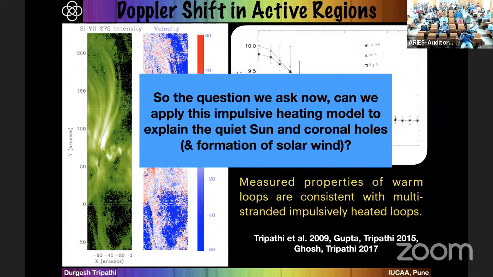But the question we're asking is, we can explain these loops by impulsive heating, but how about the quiet zone? We don't see any structure. There is just a quiet patch of region, which is always radiating at a million degrees. And also, how does it actually form? Because if you see the energy lost from the coronal hole, where the solar wind is coming from, and the quiet zone, where there's only heating, the total energy loss is the same, 10 to the 5 watts, right? So can we put this together and try to see if we can explain the quiet zone heating as well as the formation of the solar wind with a similar mechanism?